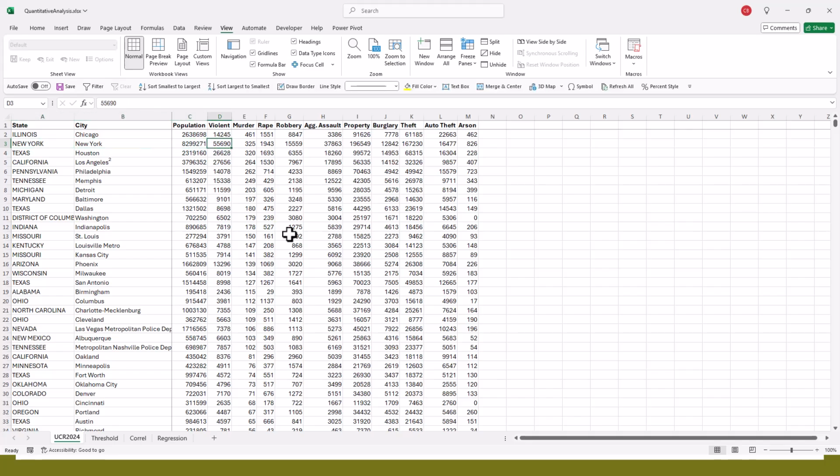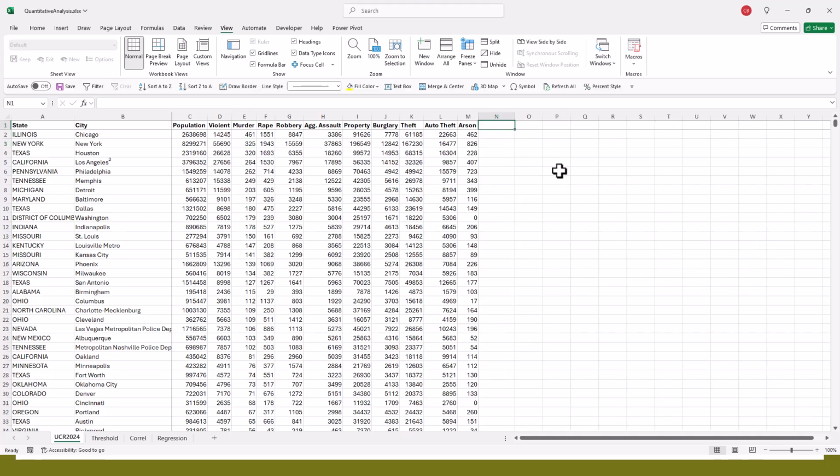New York is going to come out looking relatively good when we do these calculations, because as the most populous city in the country, it obviously is going to have some high crime volume. That doesn't necessarily mean that it has a high crime rate. So over here in column N, I'm going to type murder rate. And I'm going to calculate the murder rate based on the population of each city.